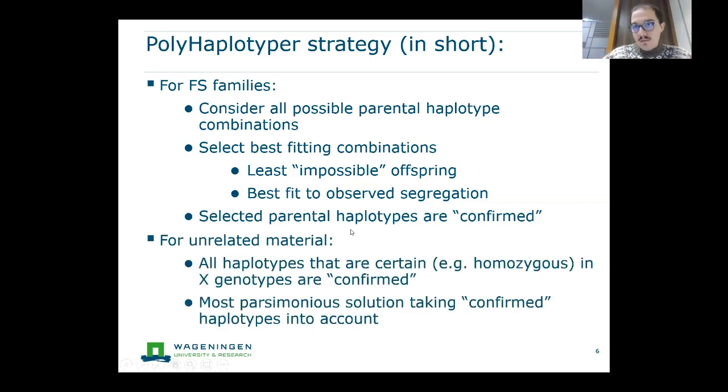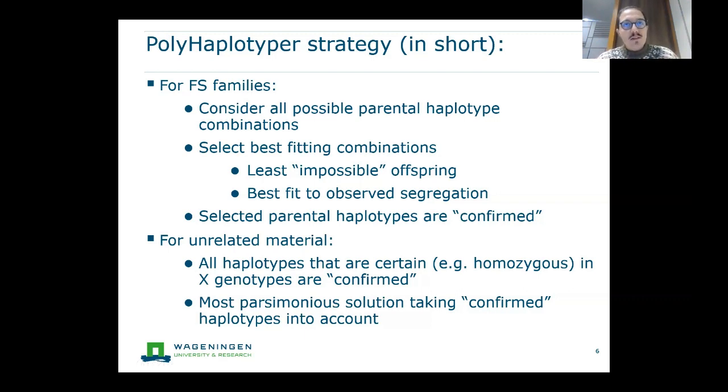For unrelated material, so all of this I was talking about is in full sibling populations. For unrelated material, the strategy is a bit similar. First you fit a full SNP family, you obtain a series of haplotypes that you are almost certain exist, so you call them confirmed haplotypes. Then you try to see how much of the unrelated material you can explain using these confirmed haplotypes, and it tries to find those solutions that require the least number of new haplotypes to be possible. So this is what we call the most parsimonious solution.